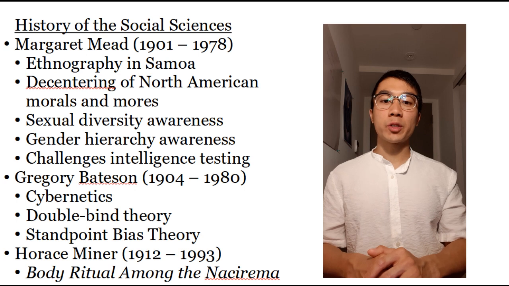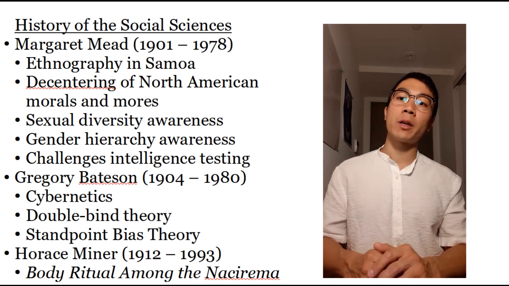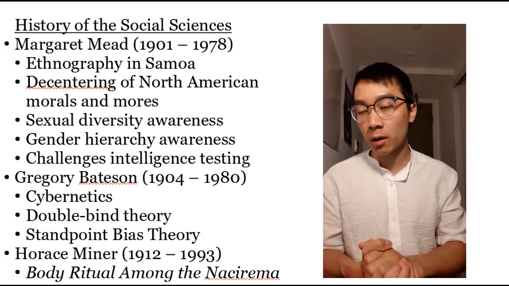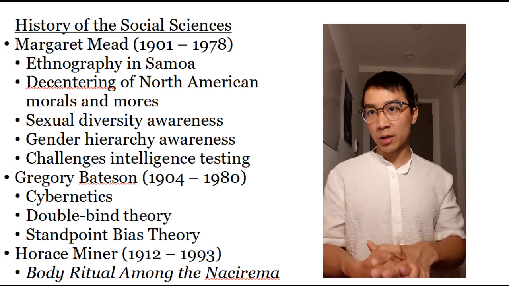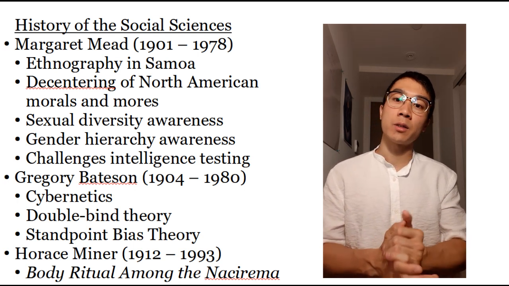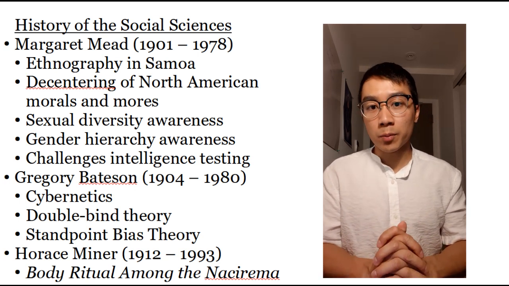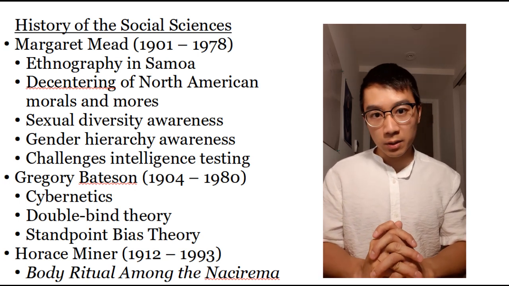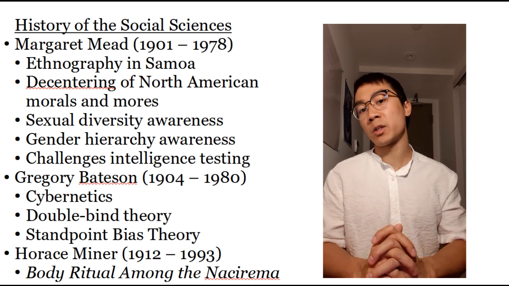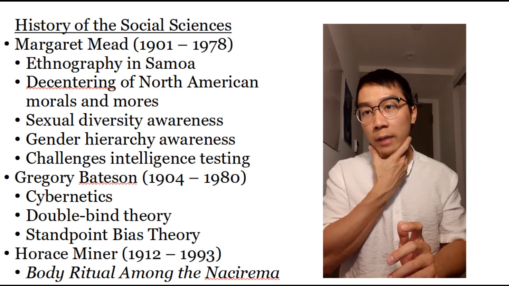The other three anthropologists we're going to be looking at are Margaret Mead, an American, Gregory Bateson, also an American, and Horace Miner, also an American. So you can see anthropology is very popular in the United States in the 20th century. Who is Margaret Mead? Well, basically Margaret Mead was a female anthropologist, relatively uncommon for the time, in a time in which females were not very much welcome in social science.